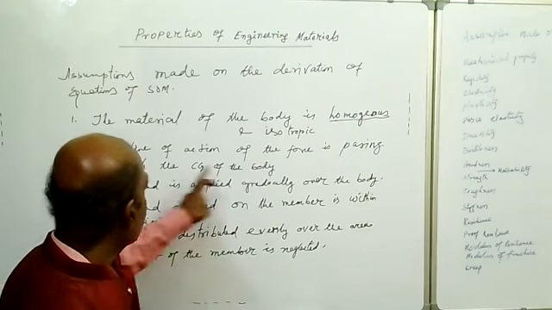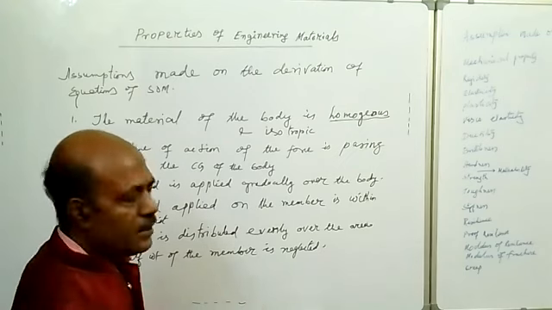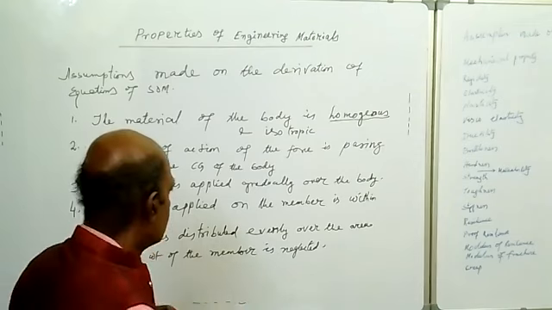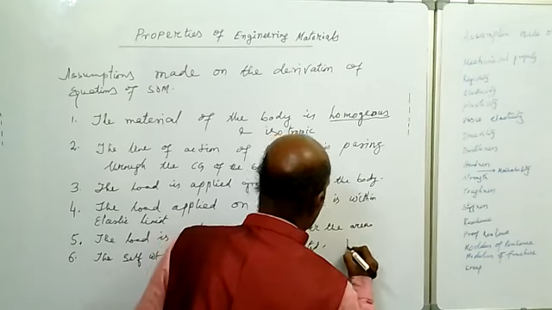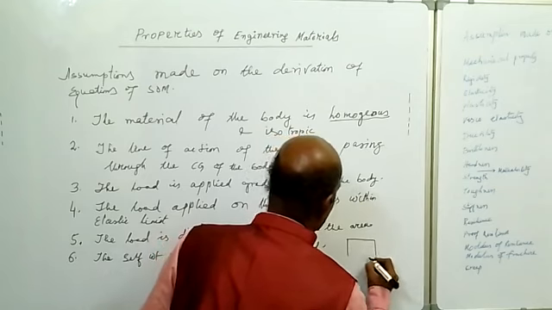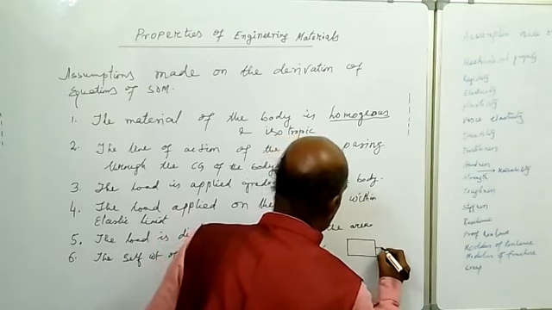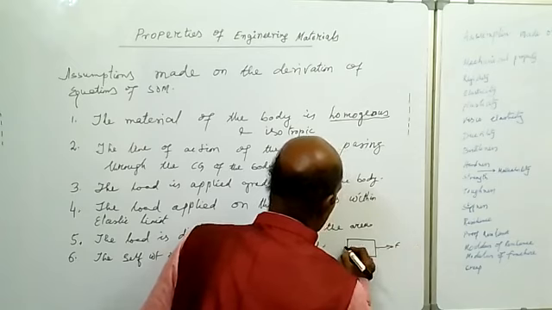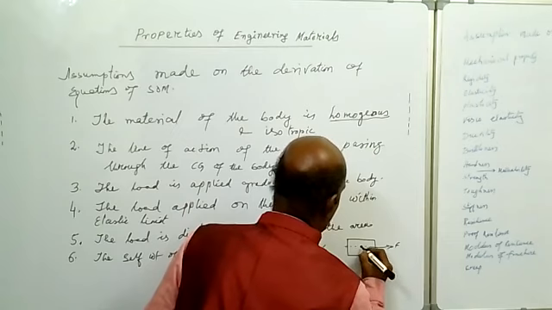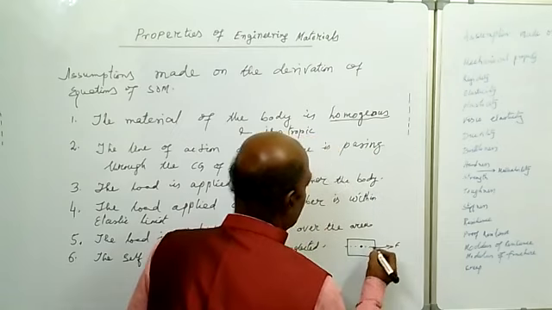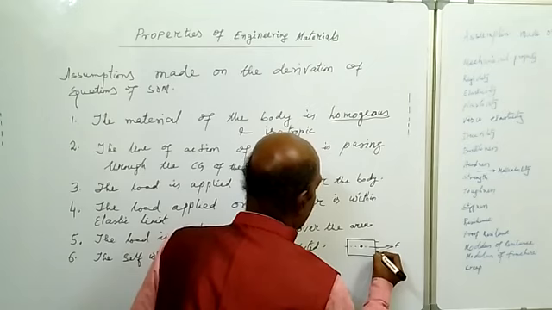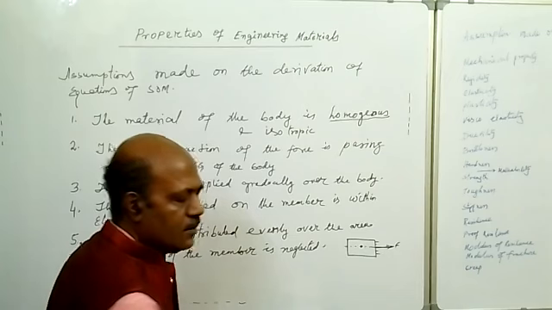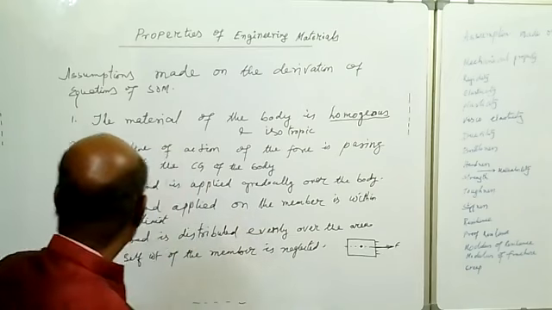Next, the line of action of the force is passing through the center of gravity of the body. Force is acting, say, over a surface. If the center of gravity is here, the force is passing through the center of gravity, or if a number of forces are acting, then the line of action of the resultant force is passing through the center of gravity of the body.